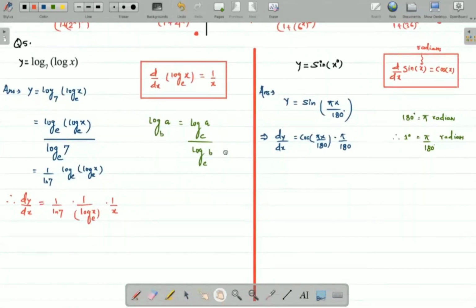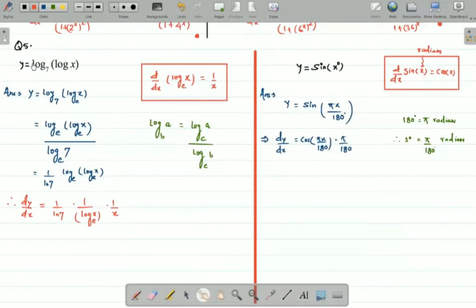Now let's see the next question. Here we have y equals log of log x to the base 7. Now we should always remember that the derivative of log of x to the base e gives you 1/x. If we have any other base, then you have to apply the base change formula.